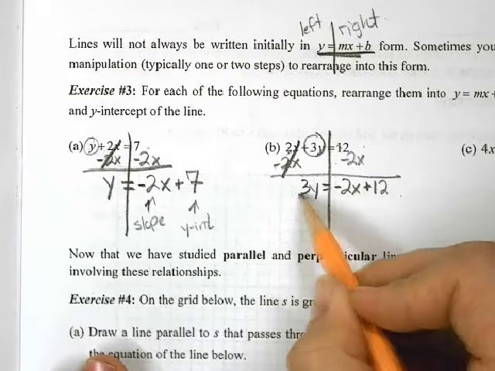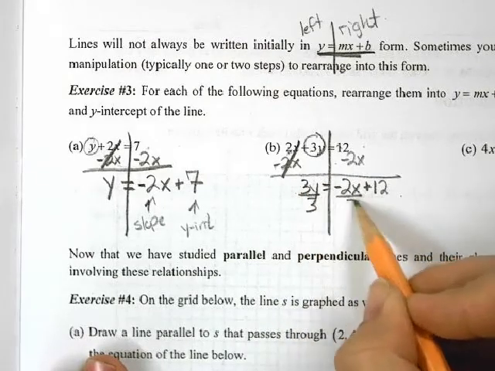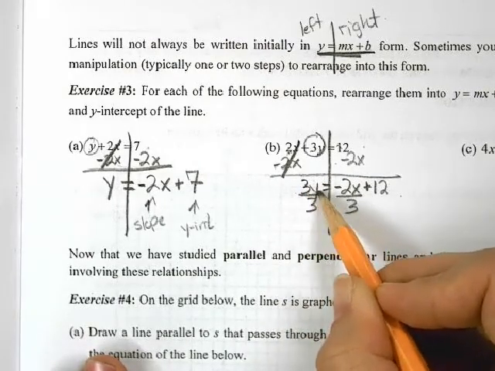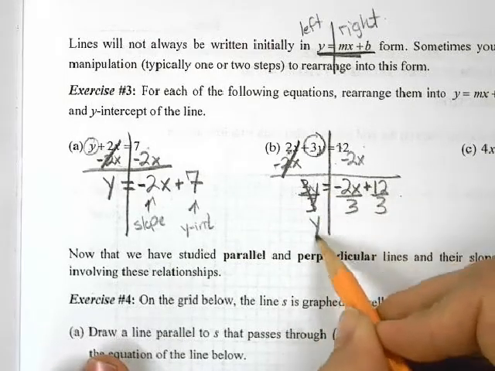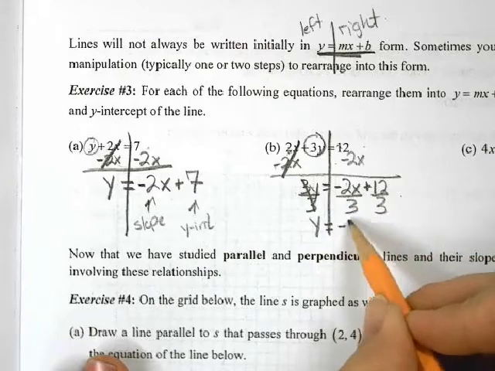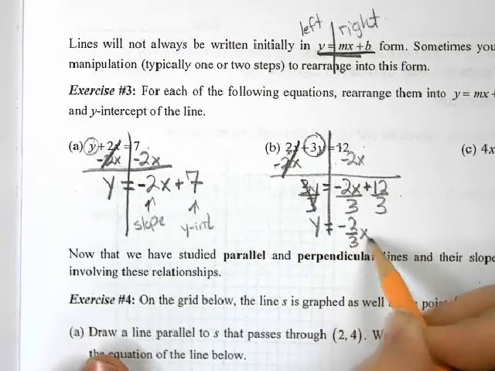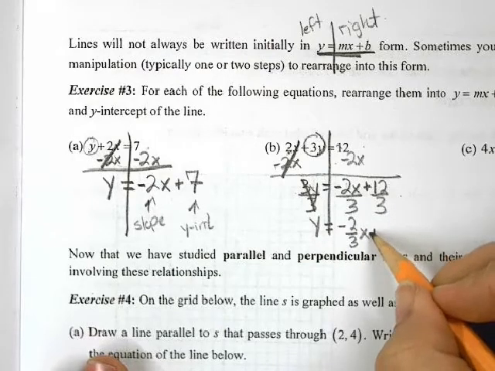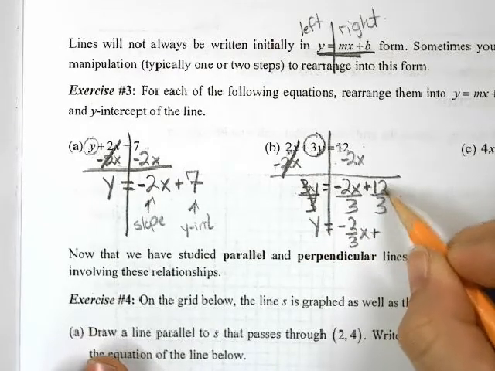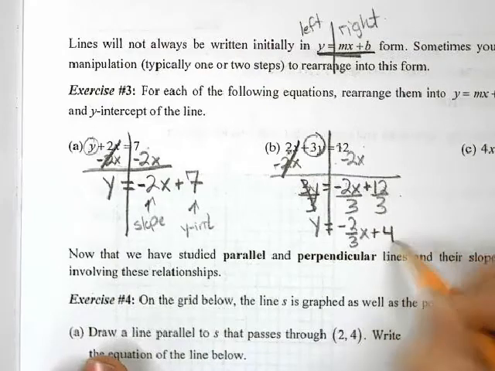And now I'm going to divide by this 3 in front of the y to get rid of it because it's attached to the y by multiplication. All right, so this becomes y equals, and then this becomes negative 2/3 x. Slope generally is a fraction, so it's okay to leave it as a fraction. But this I can easily divide. 12 divided by 3 does equal 4. Okay.